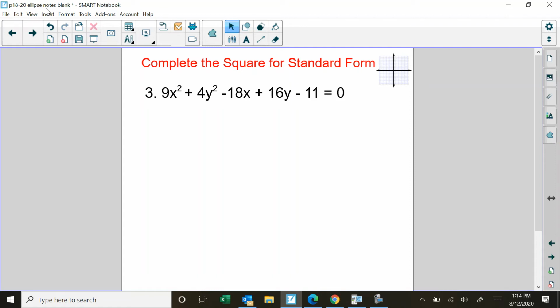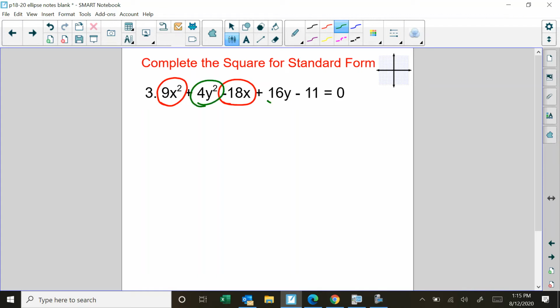So what we want to do is gather our like variables together. Hopefully you did this when you were doing circles and completing the square for circles as well. So you'll see the red is the x variable material and the green is the y variable material. And then you have the constant, which is this -11. So what we're going to do is take these two and put them over here, take these two and put them right here, and this constant is going to move to the right-hand side of the equation.